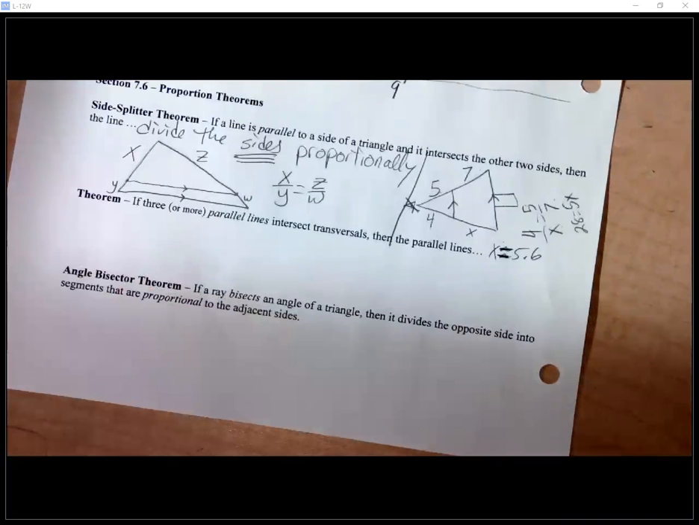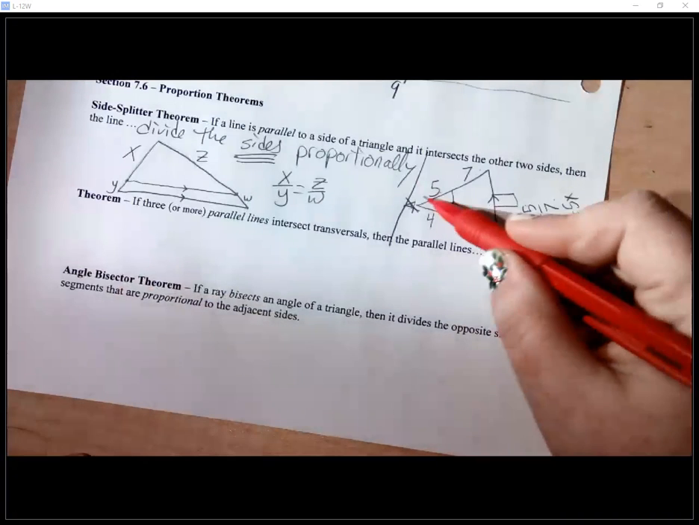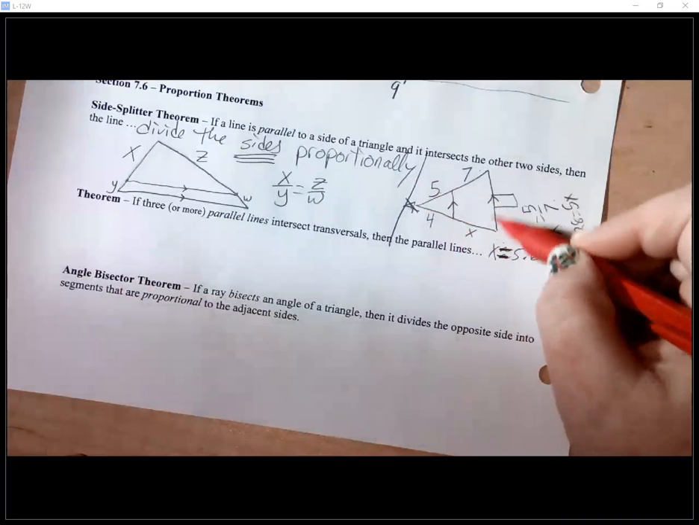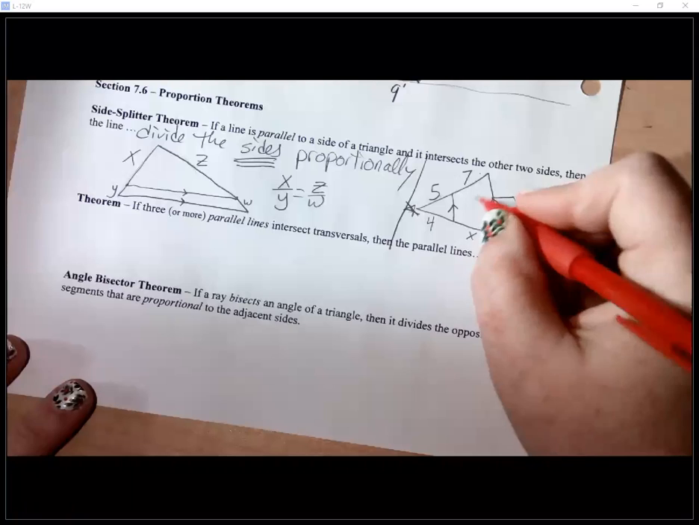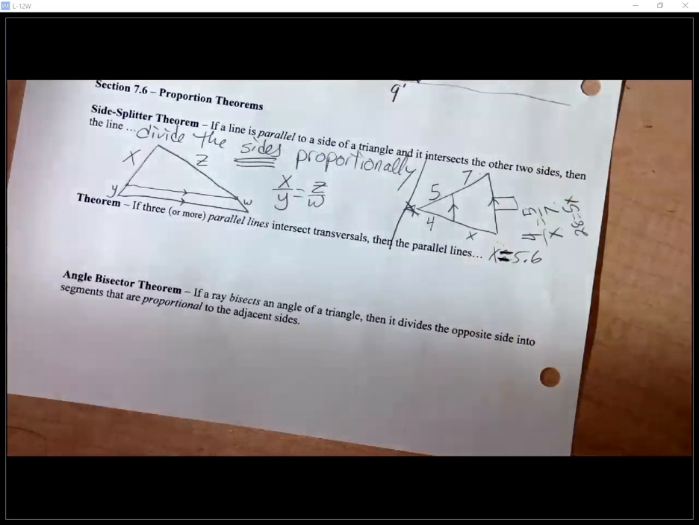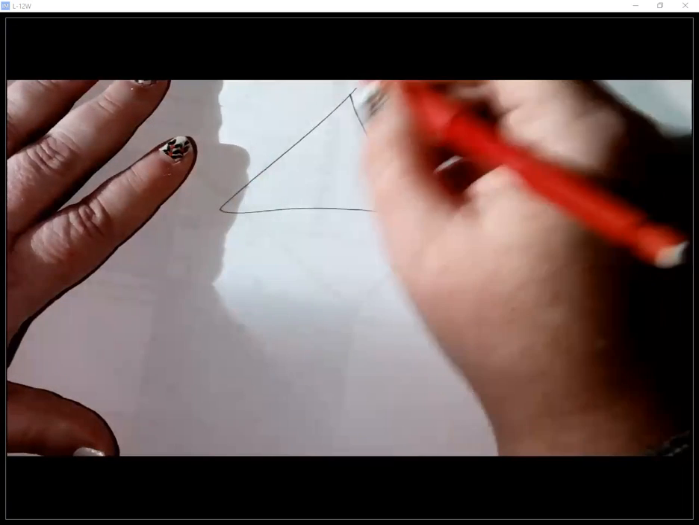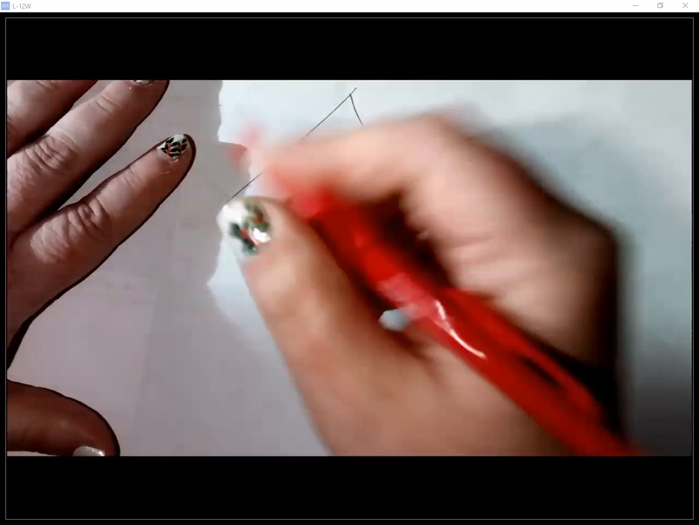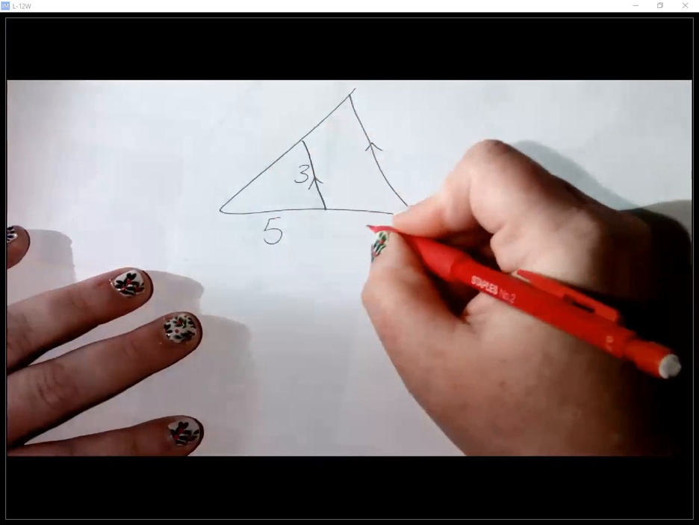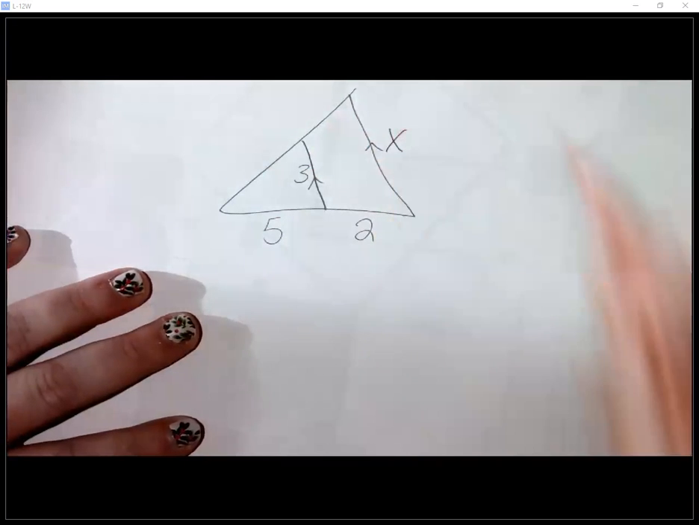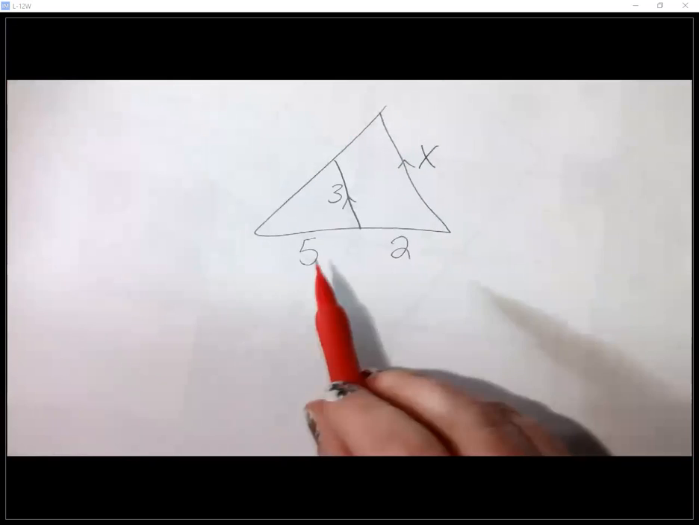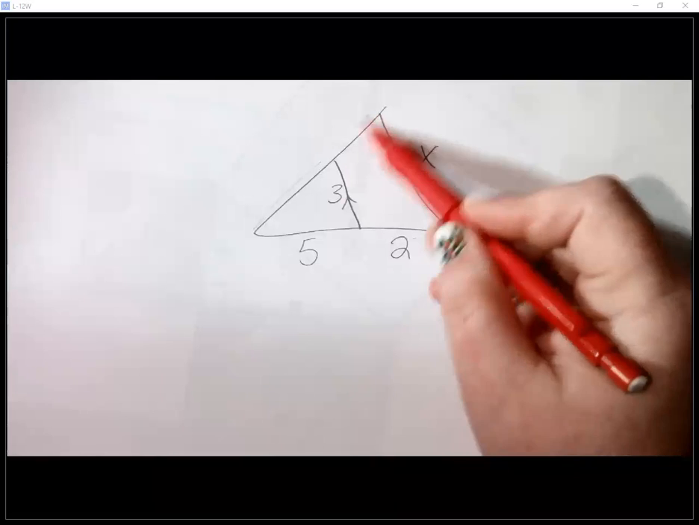One thing that's really important to note, though, is that it's the sides that are split proportionally. It's not the parallel parts. So if I did something like that, let me draw you a new one. So these are parallel, and let's say this time I did something like 5, 3, 2, and X. This is not side splitter. 5 over 2 would be equal to this side over this, but that's not what I have here.